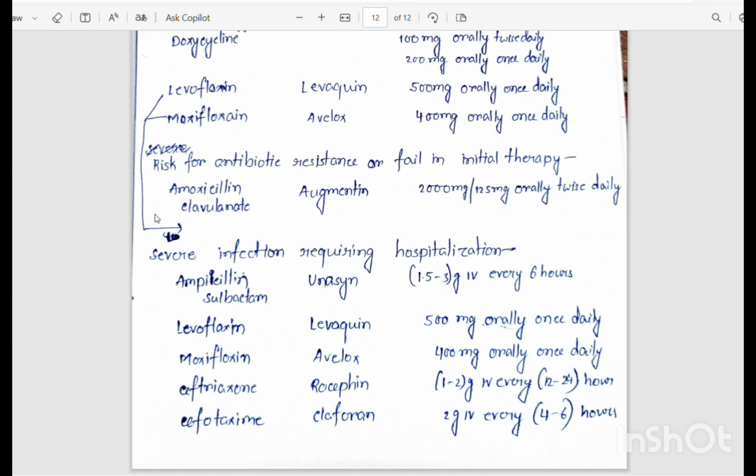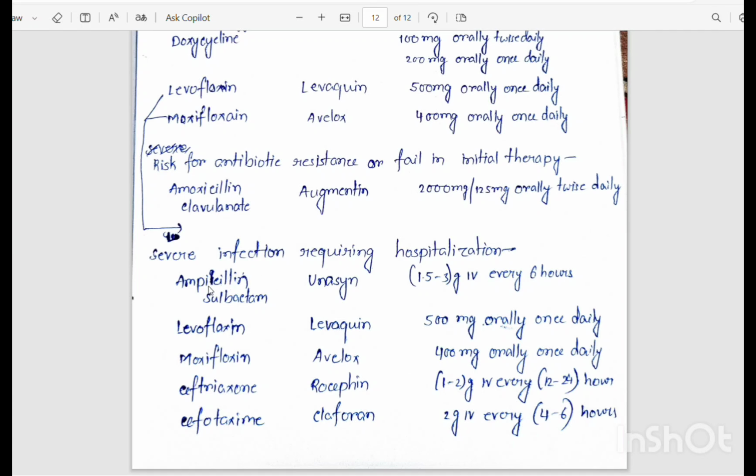Then for risk of antibiotic resistance or failure of initial therapy, the antibiotic name is amoxicillin and clavulanate. The brand name is Augmentin. Give the dose 2000 to 125 mg orally 2 times a day. And if the patient needs to be admitted to hospital, then we have to give intravenous antibiotic doses.